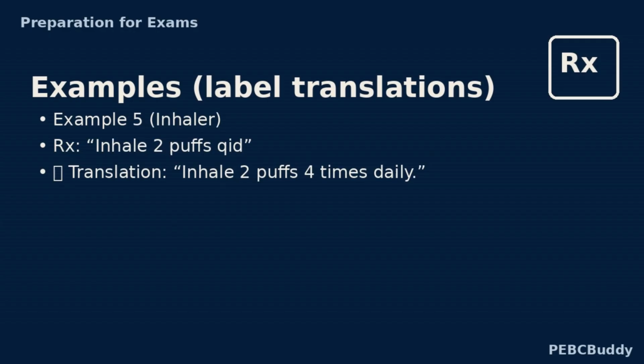Example 5 is inhaler. Inhale 2 puffs QID. Dose is 2 puffs. Route is inhalation. And frequency is 4 times daily. Translation, inhale 2 puffs 4 times daily. For inhalers, always keep the unit puffs because that's the dose.